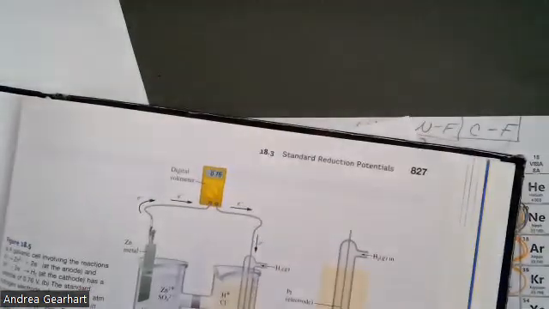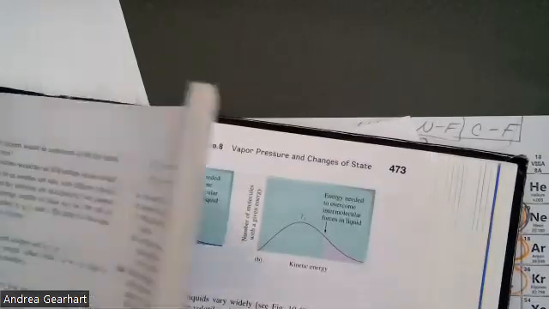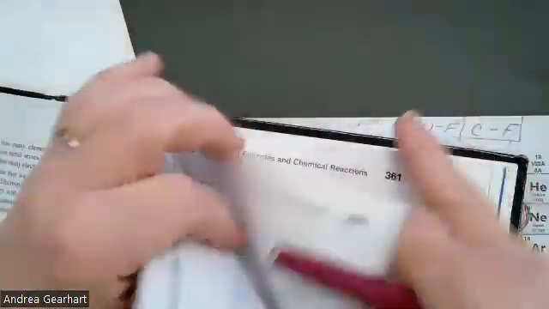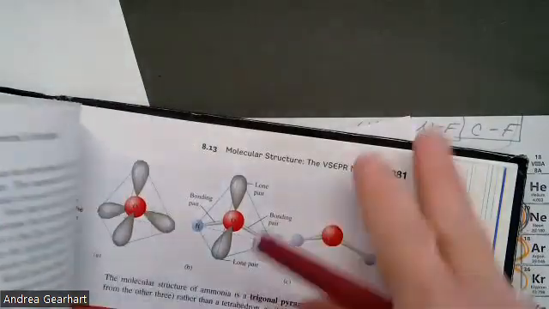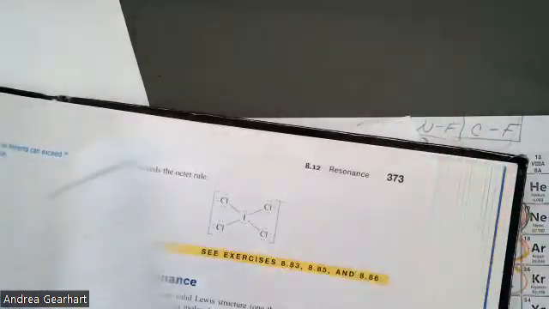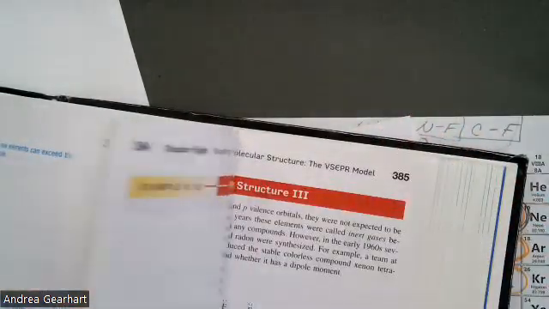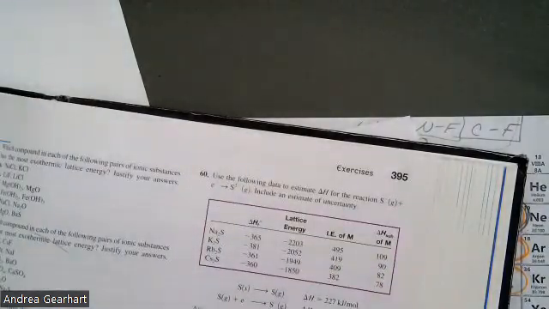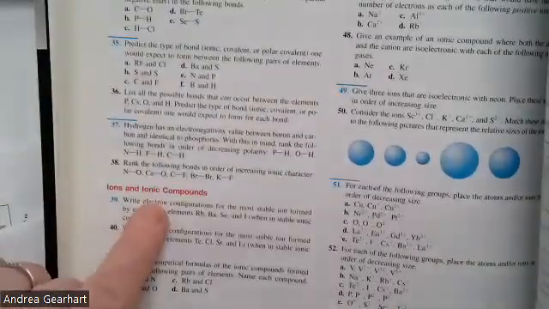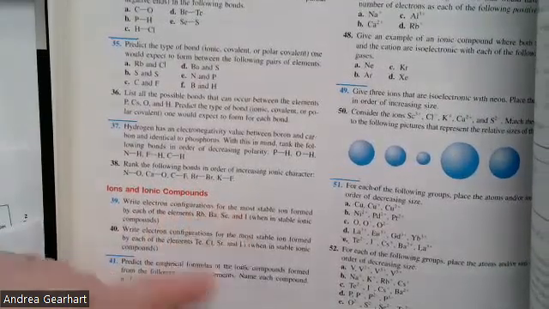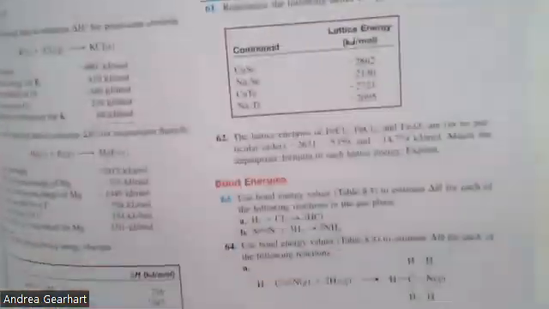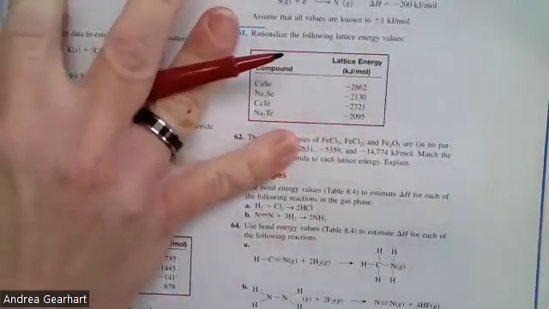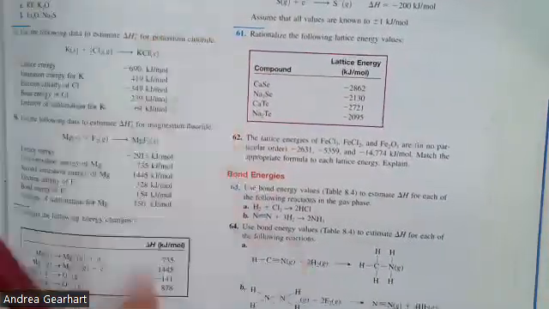Okay, so I'm just going to show us that, there's a lot by the end of today that we will be able to address on our unit assignment. Okay, so under ions and ionic compounds, let us see 53.